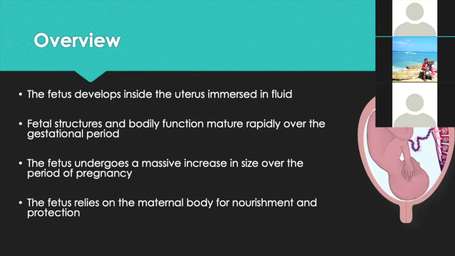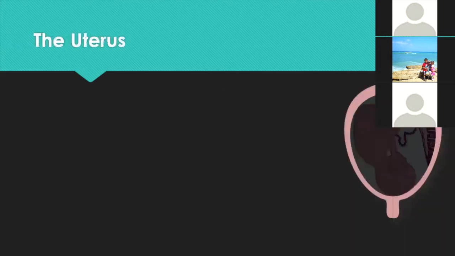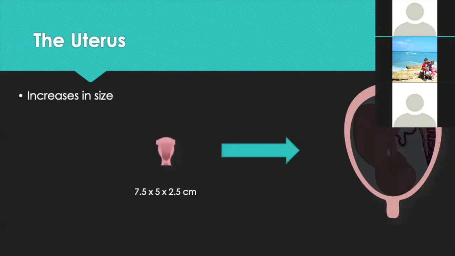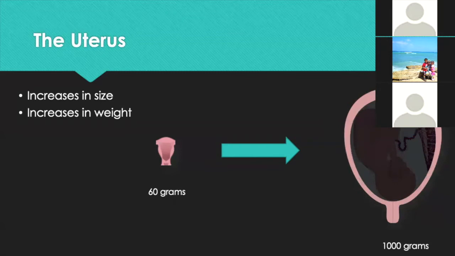But we are going to break down every single thing within the pregnancy and talk about it, because everything within the pregnancy, starting from the uterus, actually matters. So the uterus increases in size, from about 7.5 centimeters to about 35 centimeters at term. Yes? Okay. It also increases in weight, from 60 grams to about 1 kilogram at term.